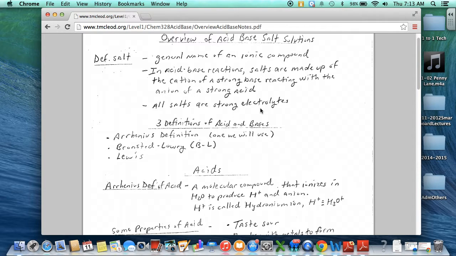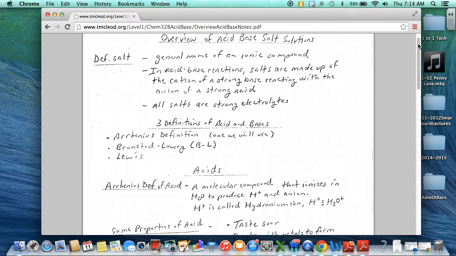All salts are considered strong electrolytes, and if you haven't watched the electrolyte video, an electrolyte is a substance that, in the presence of water, breaks up into ions, a negative ion and a positive ion. The ions are what allow electricity to conduct through it. That's where the word electrolyte comes from. So that's a salt. Now to the acid and base.